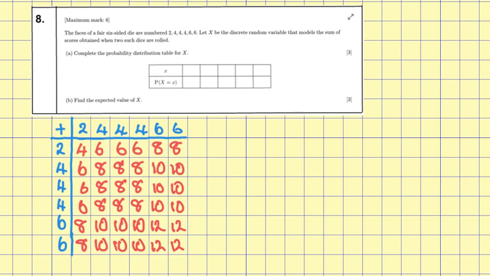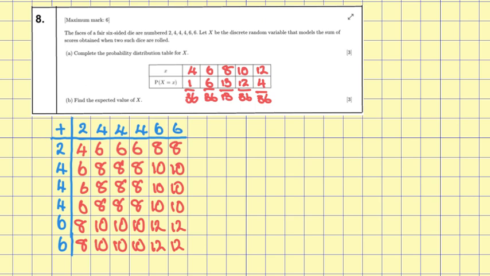So the possible scores are 4, 6, 8, 10, and 12, and the probabilities are 1 out of 36, 6 out of 36, 13 out of 36, 12 out of 36, and 4 out of 36. So that's the probability distribution table filled in.